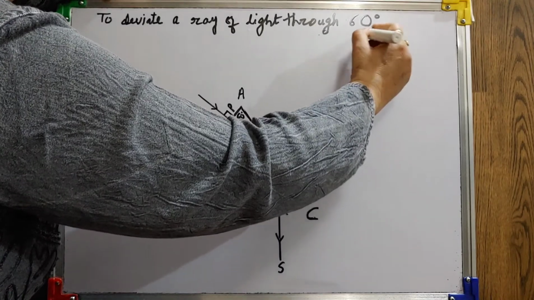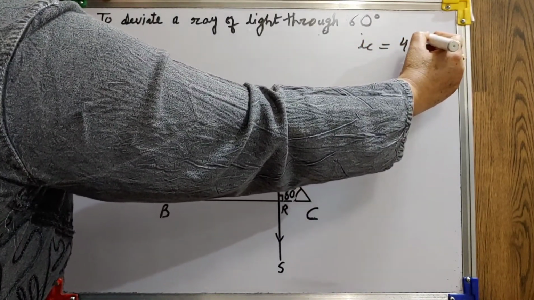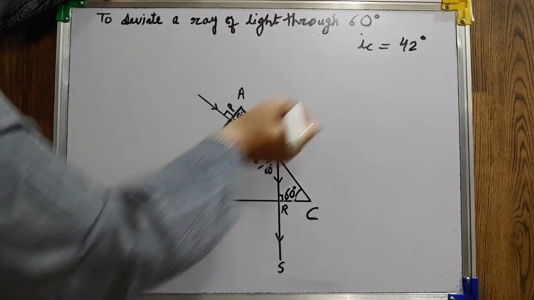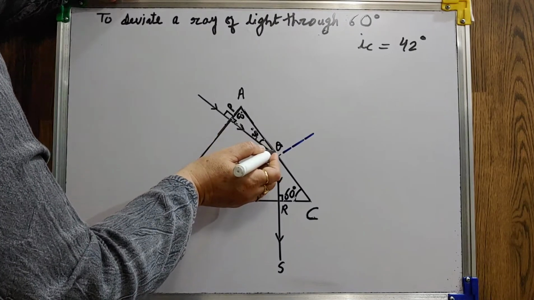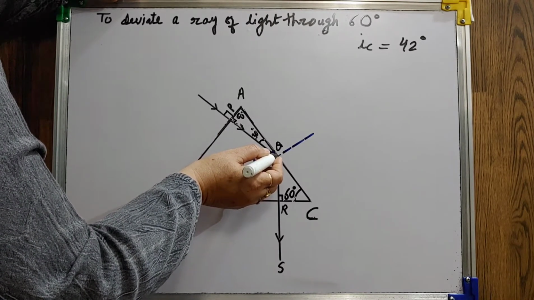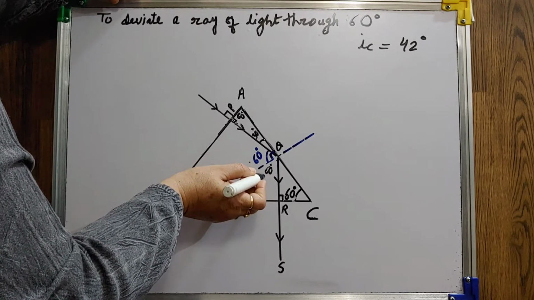You know, for this interface, the critical angle is 42 degrees. Correct? Now, 60 degrees is more than 42 degrees, so it suffers total internal reflection. After Q, both these angles will be the same because it is reflection.